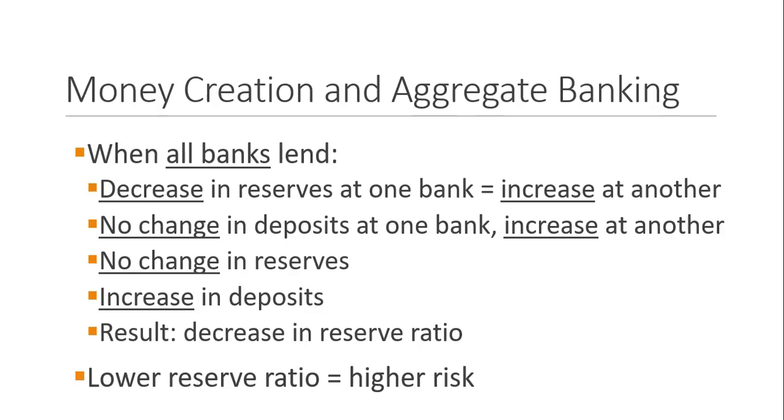So in aggregate banking, the concept of money creation works as follows. Banks are making loans. Whenever a bank makes a loan, the reserves decrease, and when those funds are deposited into another bank, that bank's reserves increase. So one bank's decrease in reserves eventually is an increase in another bank's reserves.